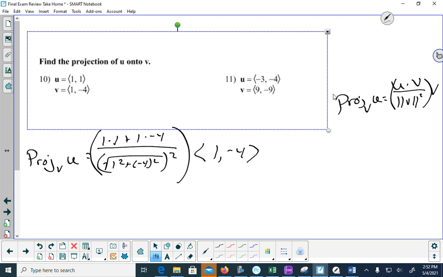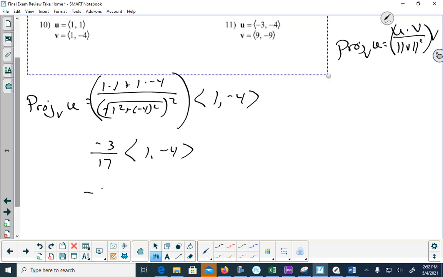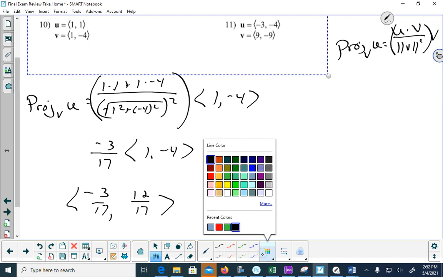So this will be 1 plus negative 4, which will be negative 3, over 17, if I did my math right. And then I'm going to do 1, negative 4. So the projection of U onto V will be negative 3/17 and a positive 12/17. I don't know if you remember, we did that where you had to write it as 2 orthogonal vectors. Don't worry about that. We're just going to ask you for the projection of U onto V and call it a day.